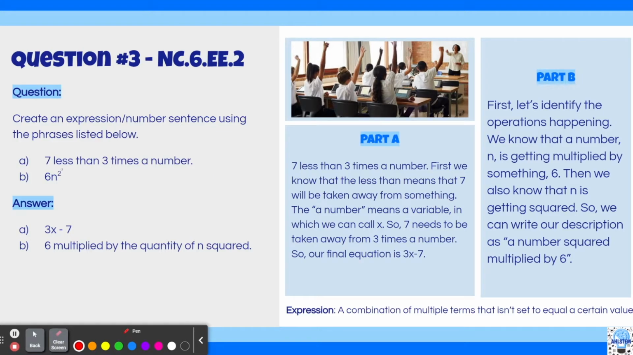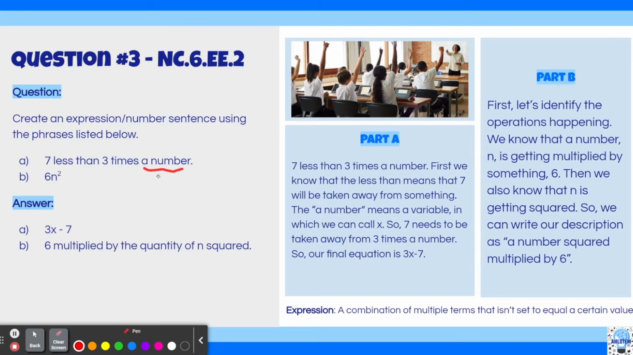So 7 less than 3 times a number. So less than and minus are two different things. 7 minus x is this, but 7 less than x is this, okay? So just note that those are two different things. So 7 less than 3 times a number.